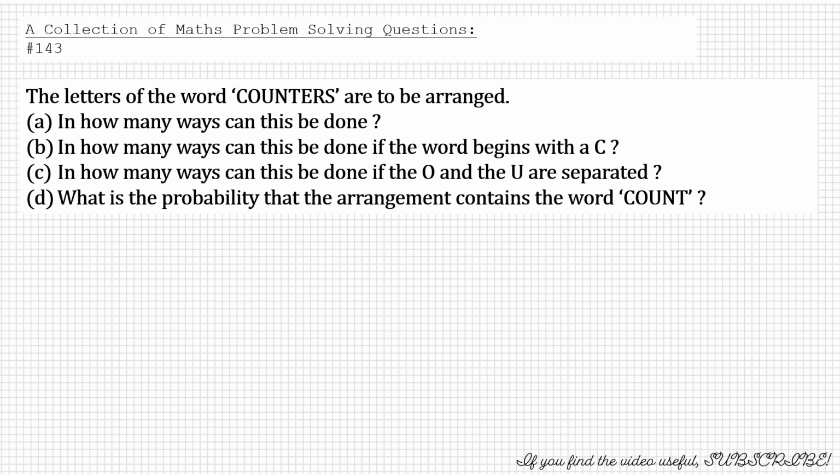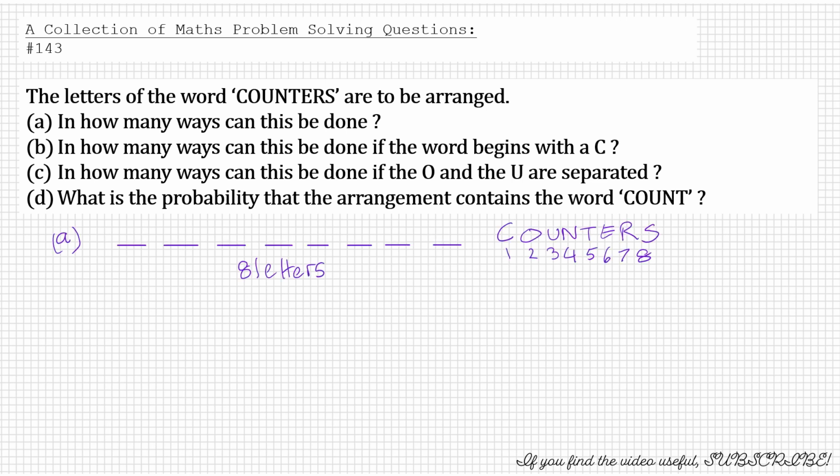The letters of the word COUNTERS are to be arranged. In how many ways can this be done? In how many ways can this be done if it begins with a C, and then if O and U are separated, and finally what is the probability that the arrangement contains the word COUNT?